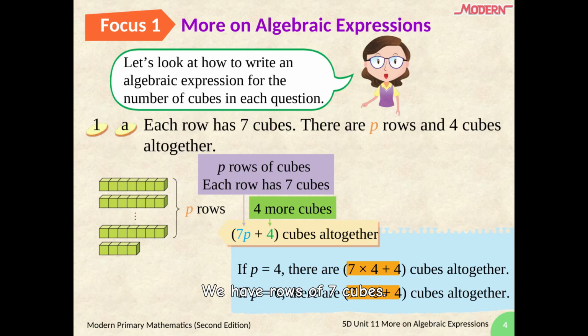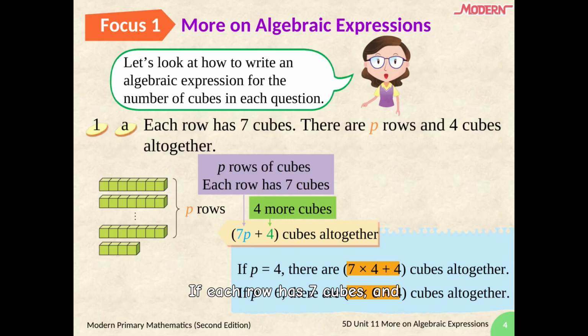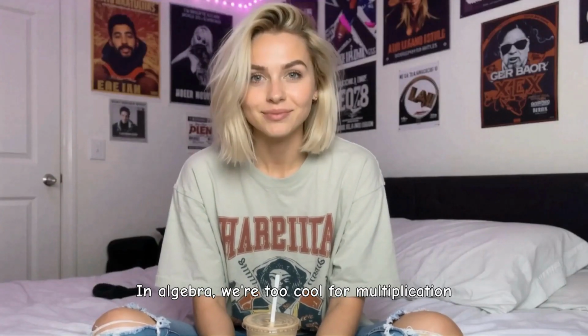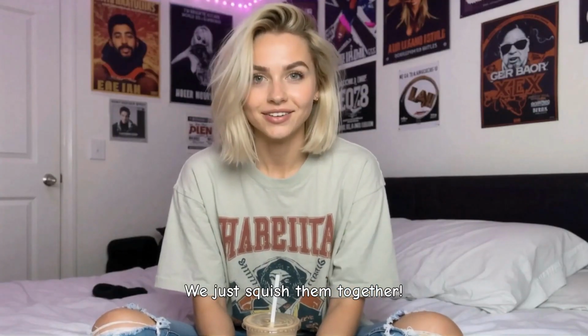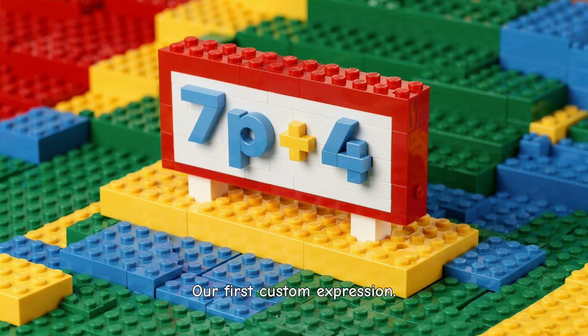We have rows of 7 cubes, but we don't know how many rows. Let's call it p. The p stands for "please tell me how many rows." Okay, not really, but it represents the rows. If each row has 7 cubes and there are p rows, we have 7 times p cubes, or just 7p. In algebra, we're too cool for multiplication signs. We just squish them together. 7p. But wait, there are 4 extra cubes sitting all by themselves. We need to add them. 7p + 4. There it is, our first expression. It's like a recipe for cubes.